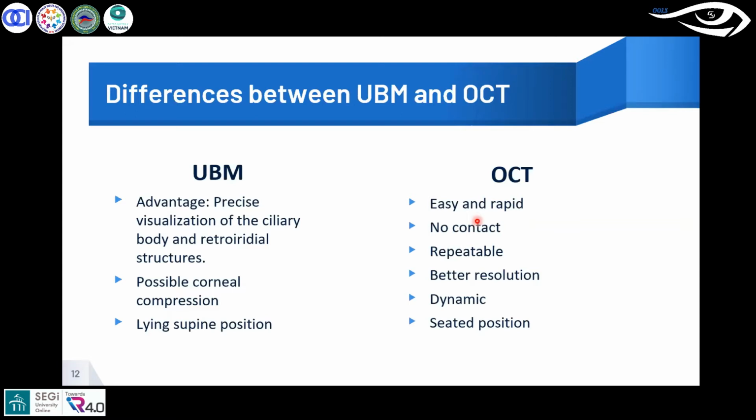is done in a seated position. But if you look at UBM, the patient has to lie down in a supine position, and there could be possible corneal compression. Apart from that, the patient would experience discomfort. There could be abrasions or infection post procedure, and it is really time consuming, and you will also require a trained operator in order to perform UBM. But OCT is very simple, it can be done very quickly, and it is very easy to do in a seated position.